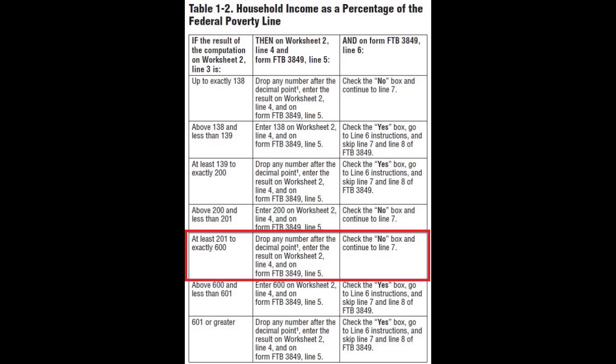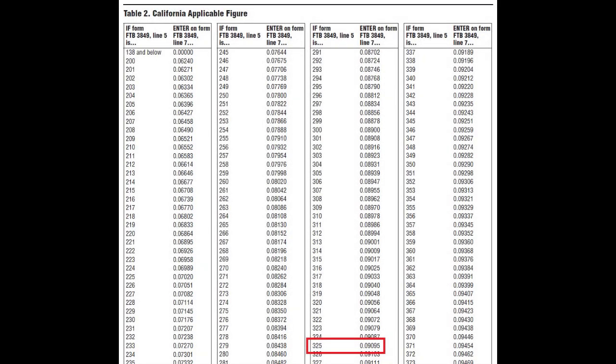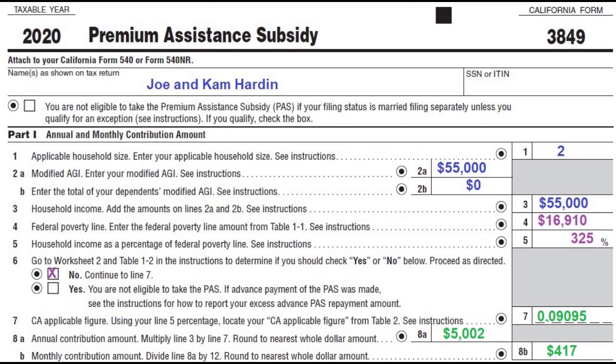Within the instructions for Form 3849, where consumers reconcile any premium tax credit they receive from California, there's a series of if-then statements. If your income is in a certain range, then you either get to take the credit or you don't. In this case, the income falls between 200 and 600% of the federal poverty level. That applies to the California applicable figure table, and you can come down and see that at 325%, the applicable figure is 0.09095. That applicable figure is then put on line 7 and multiplied times the modified adjusted gross income to yield a consumer responsibility of $5,002, or $417 per month.